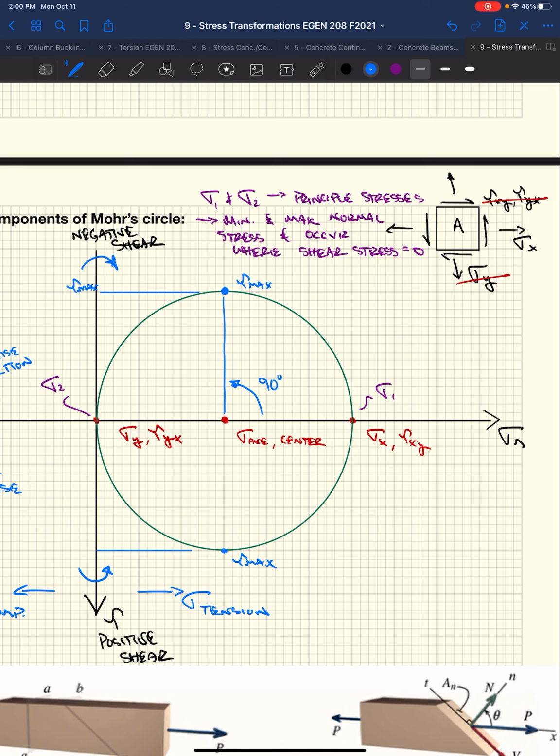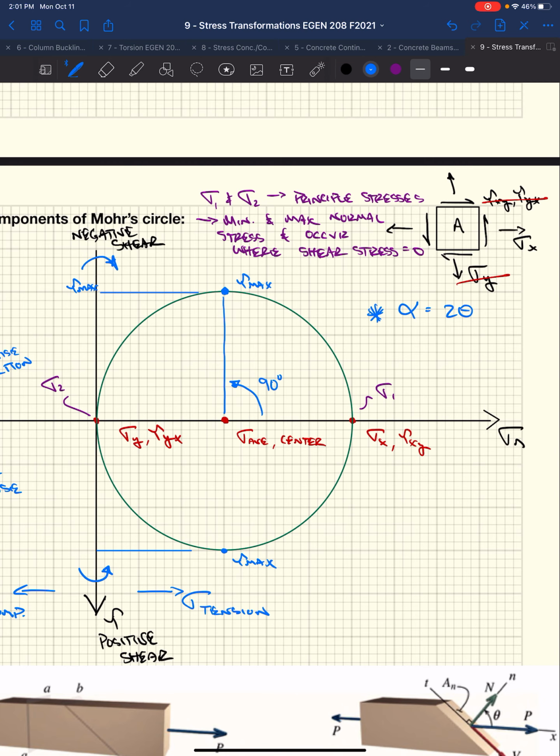Well, something to note, super important: rotation on Moore's circle is twice the rotation in the real world. Twice the rotation in the real world. How does that make sense?